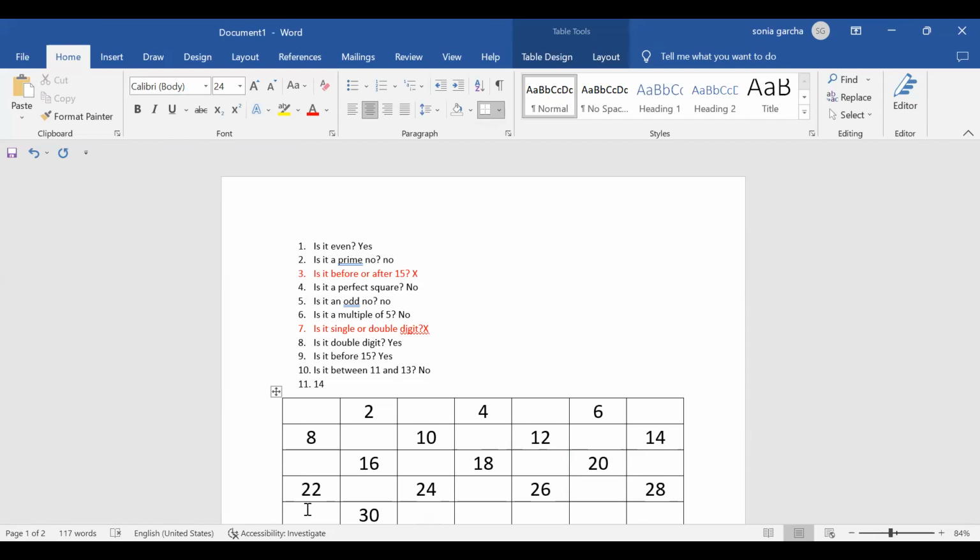So was this a good question? Yes, half the numbers are gone. Of course it's a very good question. Brilliant, because you have already eliminated half the numbers, correct? Excellent question. Then you asked, is it a prime number? What did I say? No. So which number gets cut? 2.